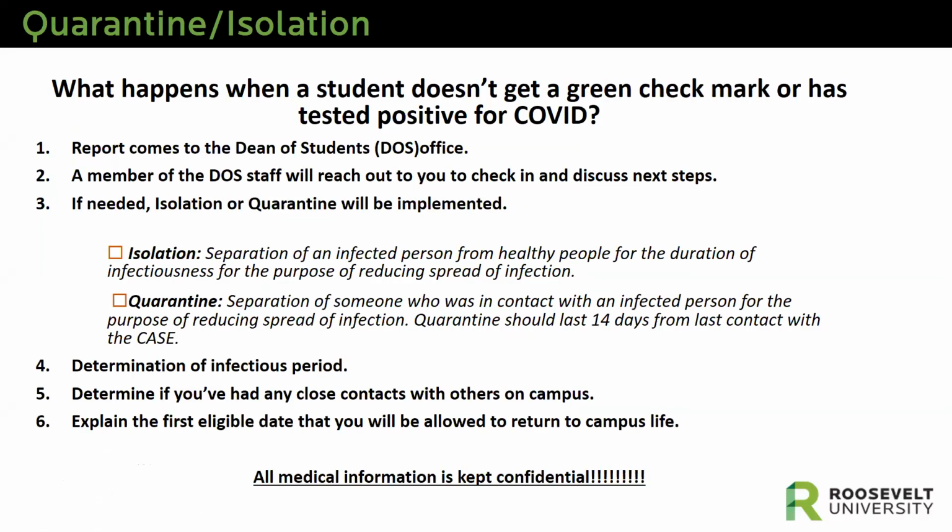So what happens if a student tests positive for COVID or does not get a green check mark? That report will come to the Dean of Students office, at which point we'll reach out to you to determine what next steps are. And that next step could be either isolation or quarantine, depending on what it is that is shared with us. So we'll talk with you about what makes the most sense for your individual concern. Then we'll make a determination of your infectious period. And if it is the case that you need to be in quarantine for a specific number of days, we'll give you the last date that you will need to be in quarantine prior to being allowed to come back to campus. We'll also determine if you had any close contacts with others while on campus and explain what you need to do in order to return to campus life.